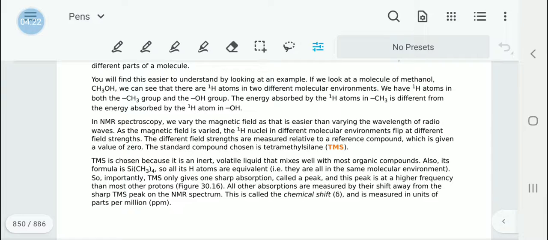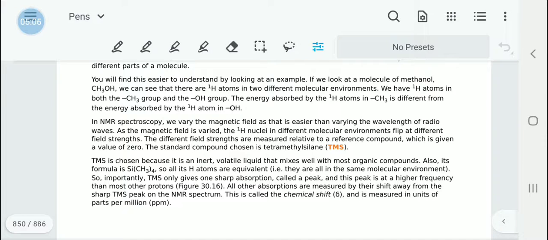Now it is easy for us to vary the magnetic field, because it is easier than varying the wavelength of radio waves that are going to be absorbed. When the magnetic field is varied, the H plus nuclei that are in different molecular environments will flip at different field strengths, and they will be measured relative to a compound which starts at a value of 0.